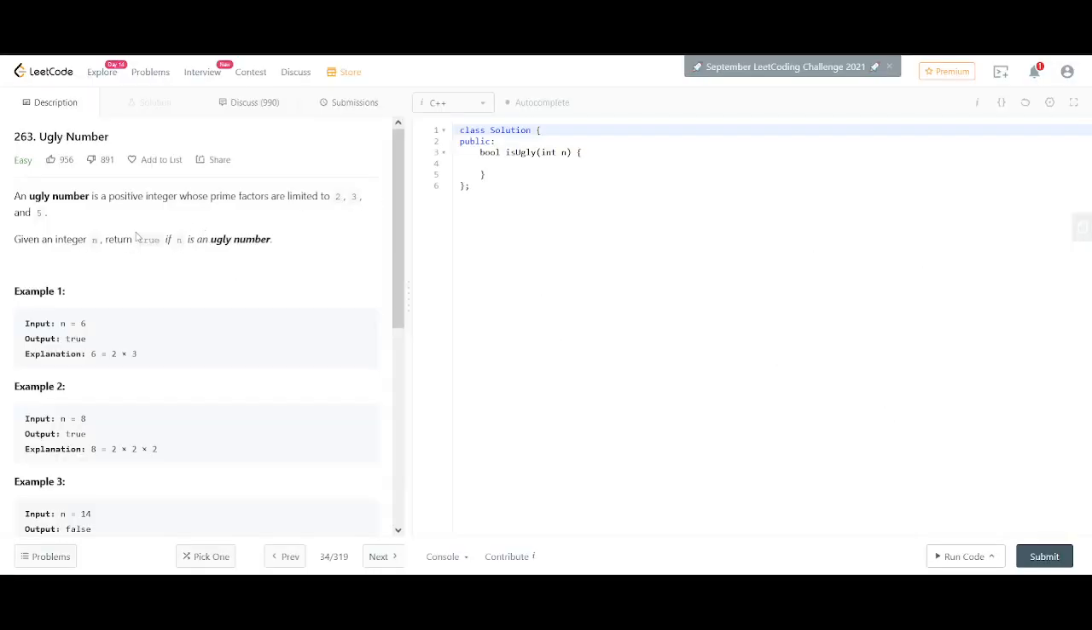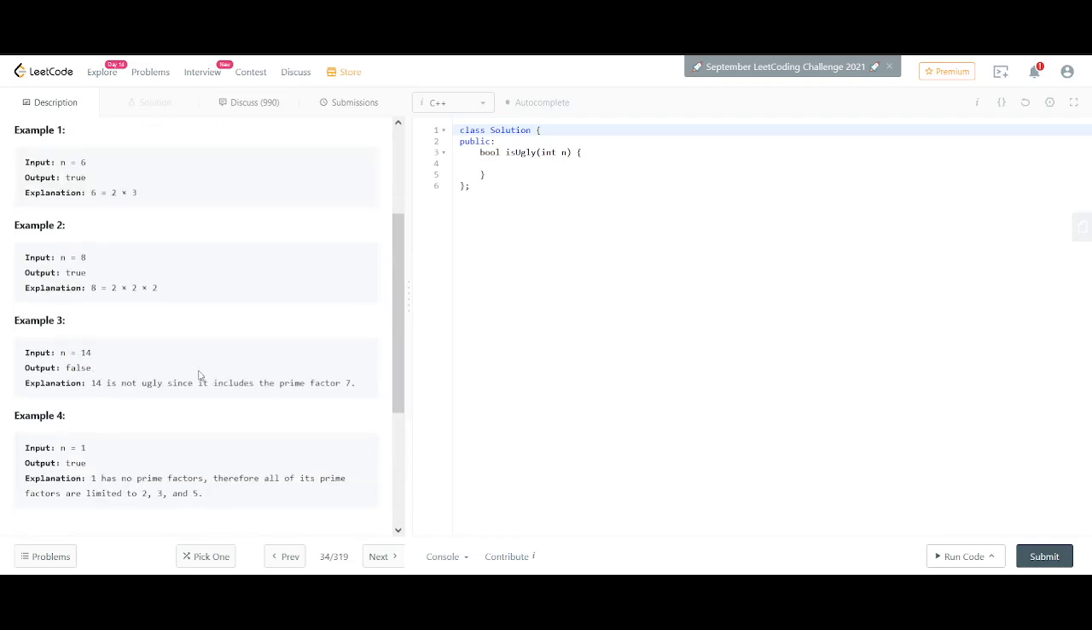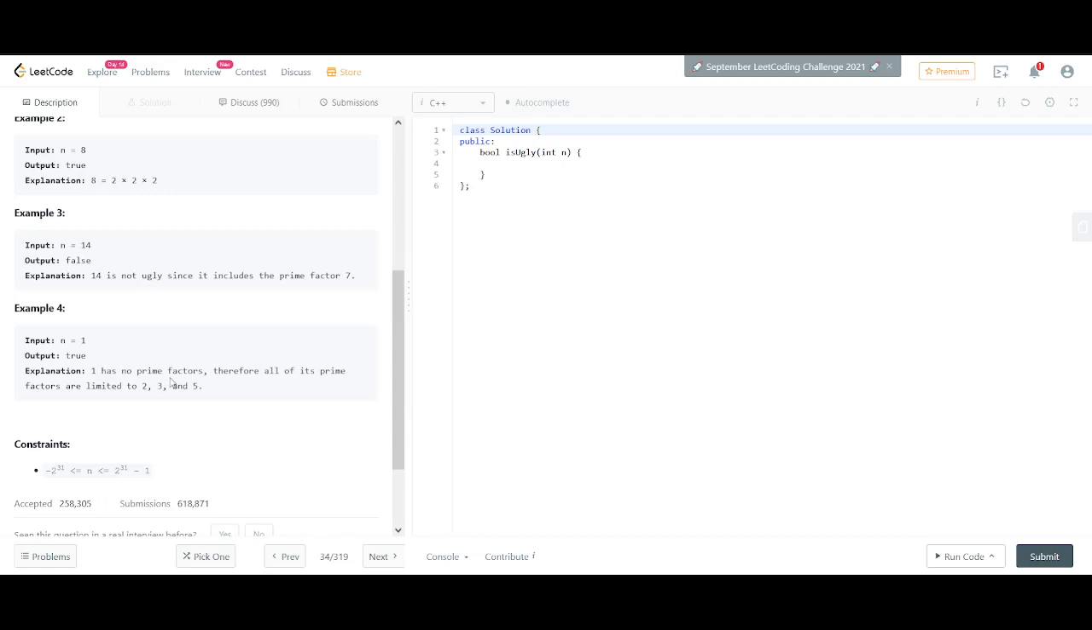Next question. An ugly number is a positive number whose prime factors are limited to 2, 3, and 5. Given an integer n, return true if n is an ugly number. So n is 6, true; n is 8, true; 14, false; 1, true.